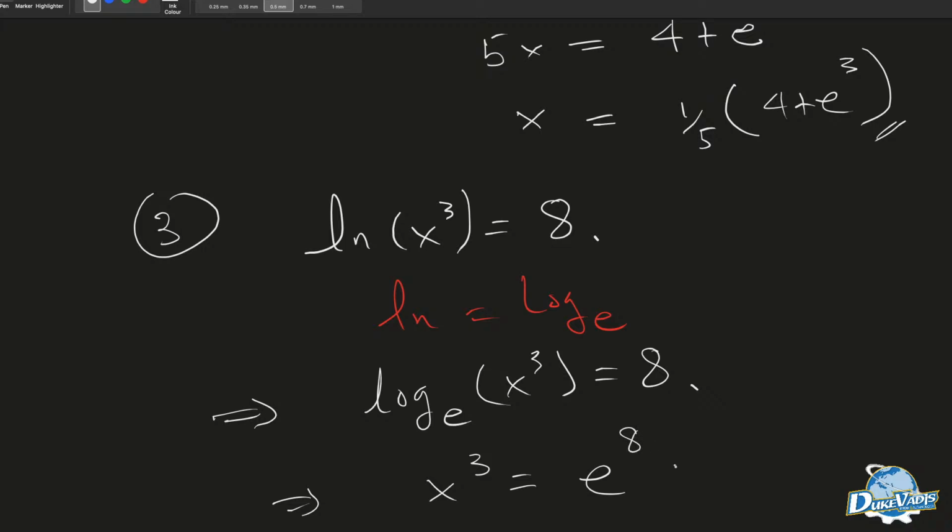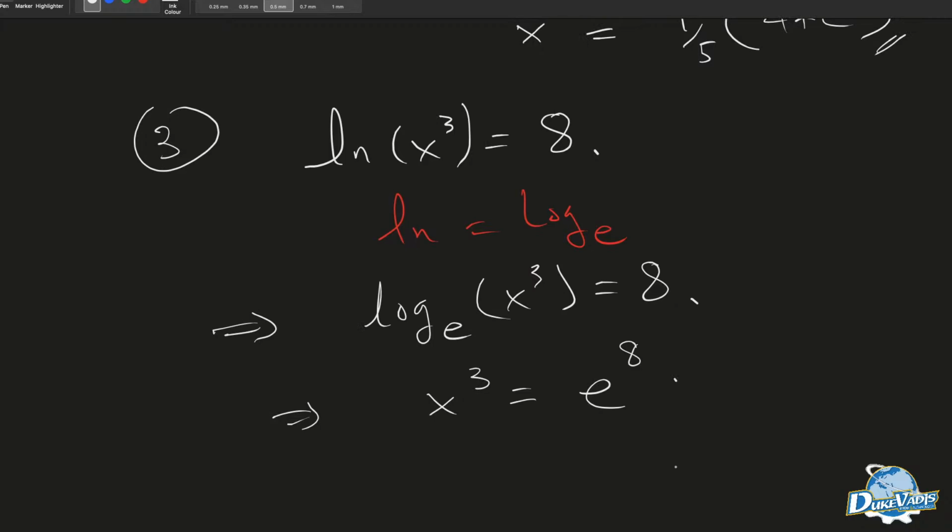So how do we find our x? Our x will be the cube root of e raised to the power 8. This is the value of x. Well, it's looking very interesting that we have a pool of logarithms that is making the day very interesting. Let's tackle our next one.